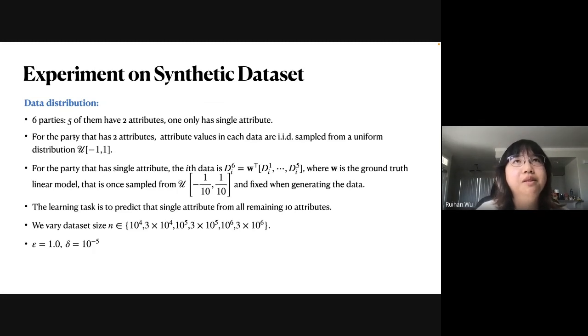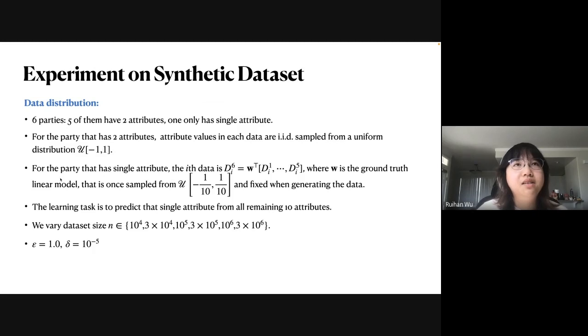This is the experiment on a synthetic data set. This is how we construct the data. First, we assume we have 6 parties in total. 5 of them have 2 attributes, and 1 of them only has 1 single attribute. For the parties that have 2 attributes, the attribute values are IID sampled from a uniform distribution on [-1, 1]. So they are all independent.